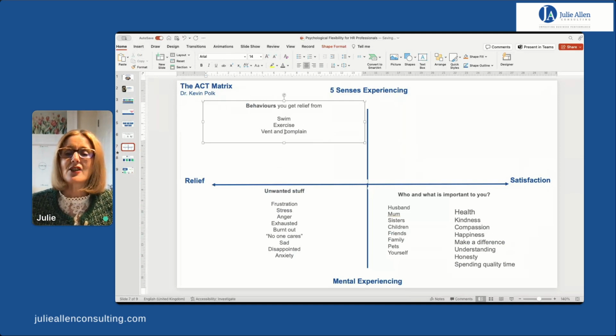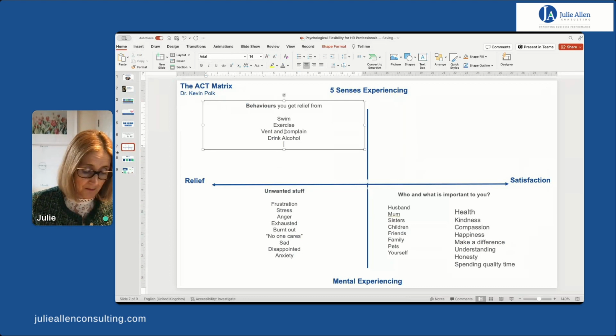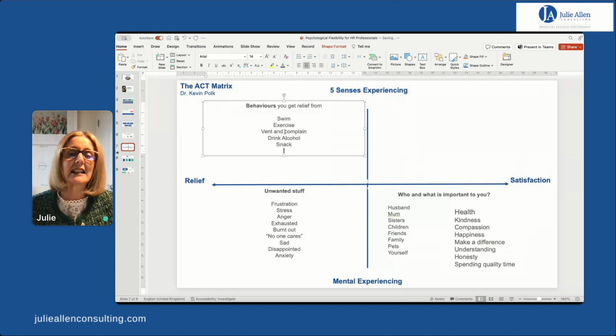If we're feeling stressed, what might you do to get rid of the feelings of stress? Some might drink alcohol as a means to relax. Others might snack on sugary or savoury foods. So we might snack. When we're exhausted, we might zone out in front of the TV.